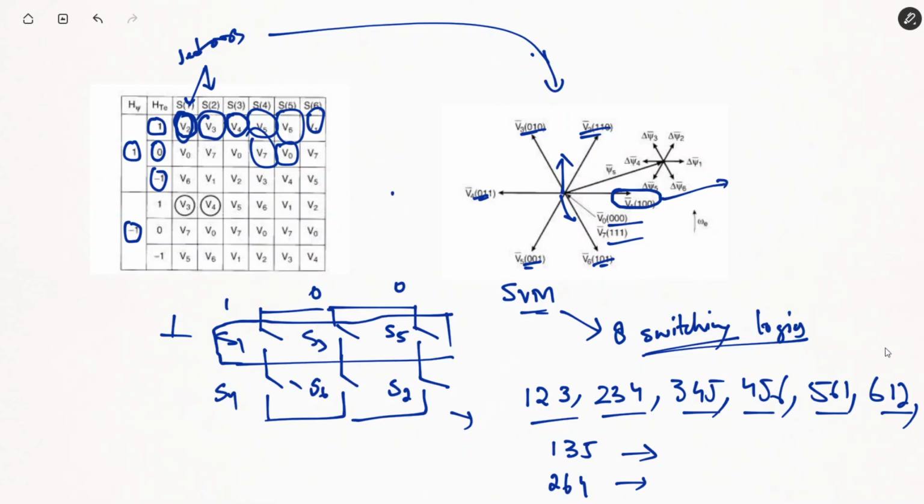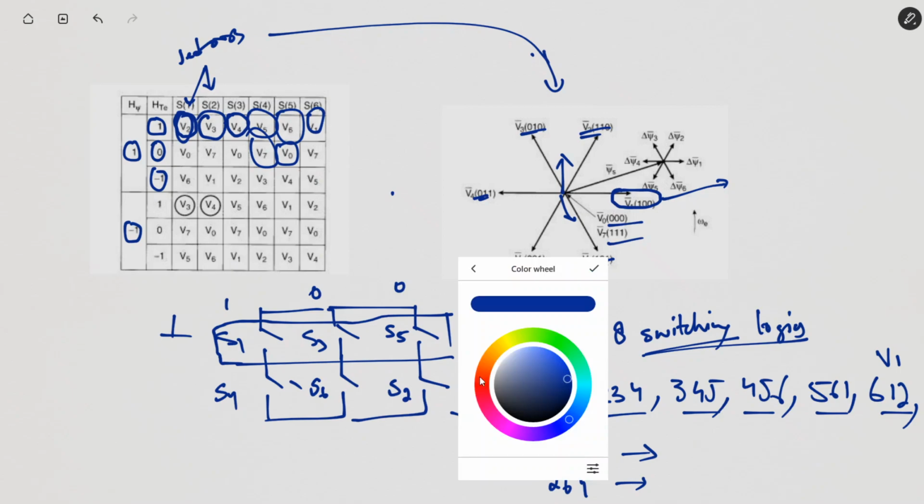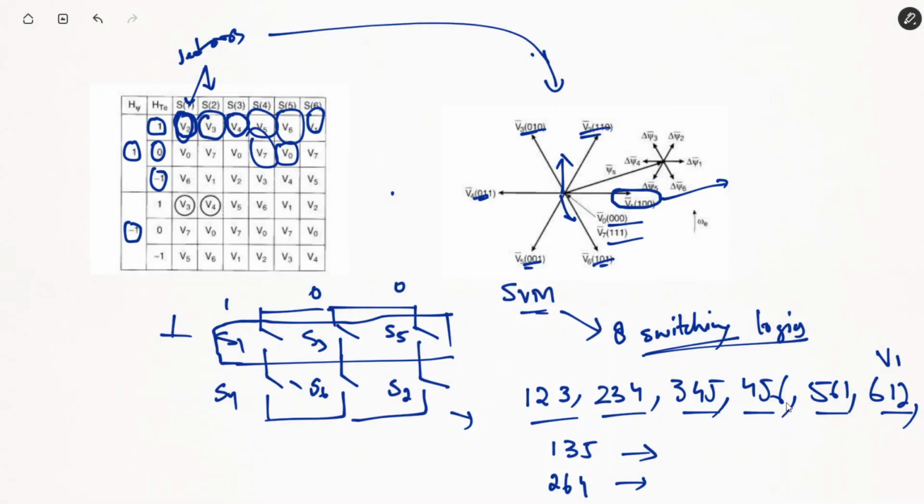V1 is this, V2 is this, V2 is 1, 3, 1, 3 and 2. That means this V2, V3, V4, V5, V6. Okay. So V1 will refer to these three switches being on. Fine. 6, 1 and 2. One is the magnitude of H psi and HT, and the other is the phase, which sector it is currently located in.